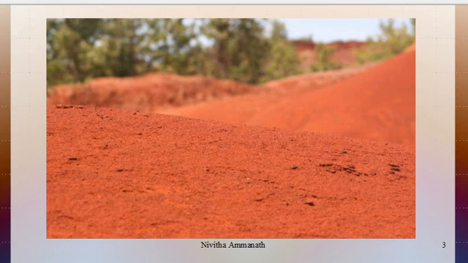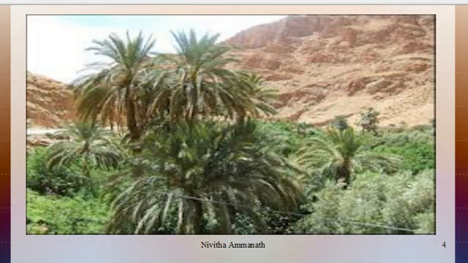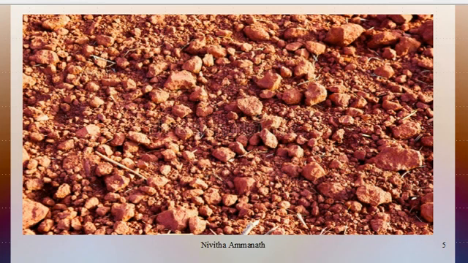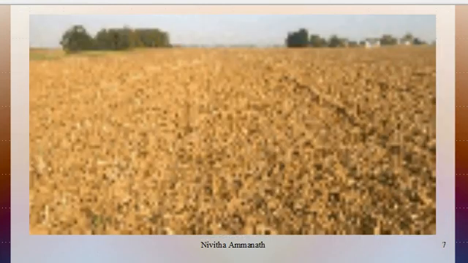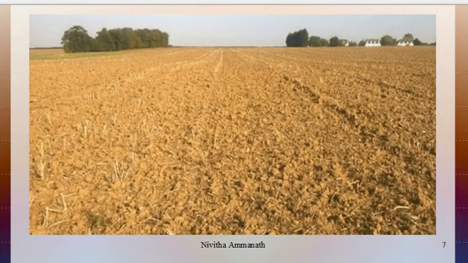The picture you see here is the red soil. This is the thorny desert soil. This is the laterite soil. This is the black soil where cotton is grown in Deccan, and this is the normal alluvial soil. These are the different types of soil that you find in India.